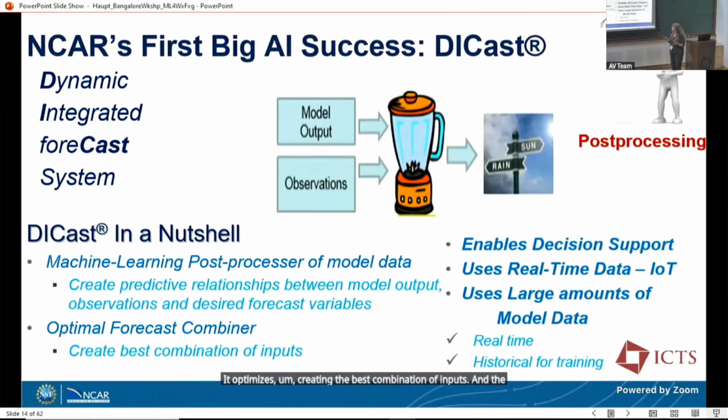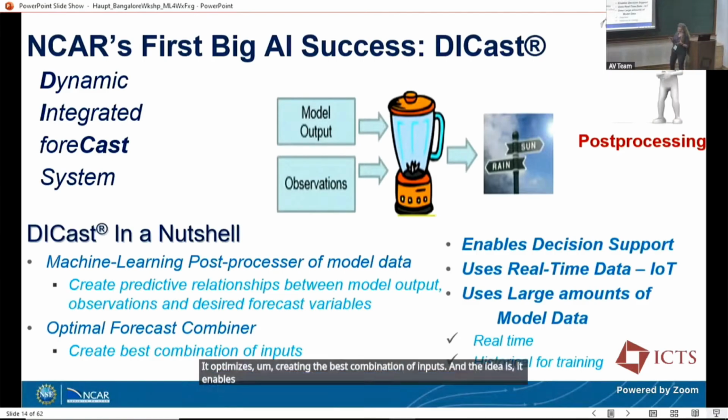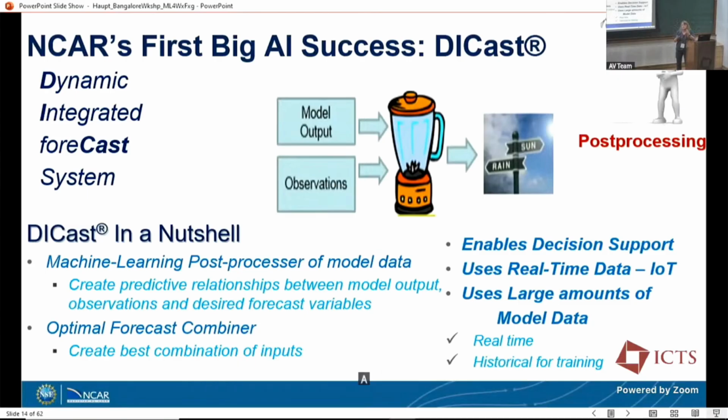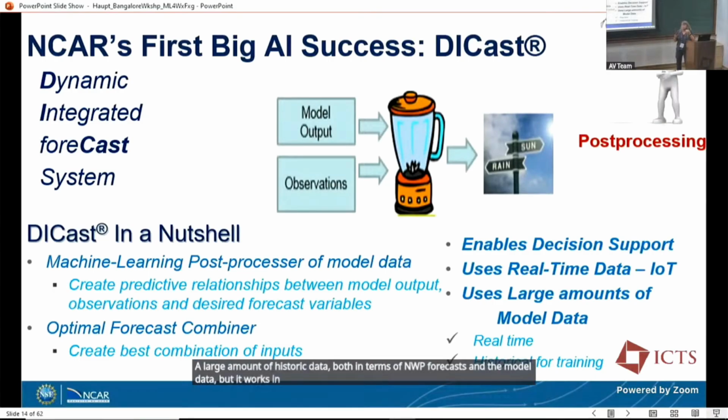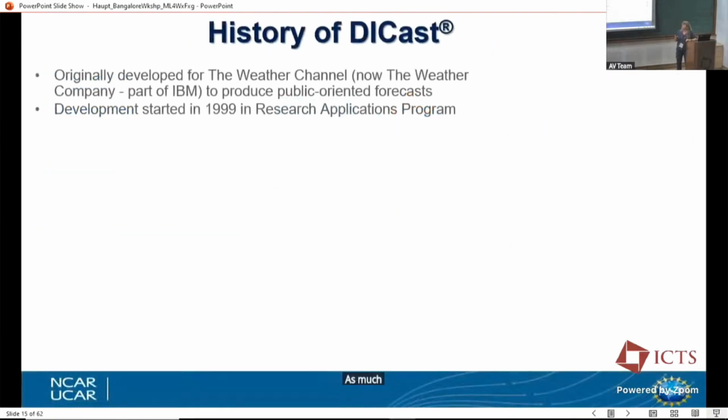And the idea is it enables decision support because you have real-time data to initialize this, but you also use a large amount of historical data, both in terms of NWP forecasts and the model data. But it works in real time and it uses as much historical data as you want.